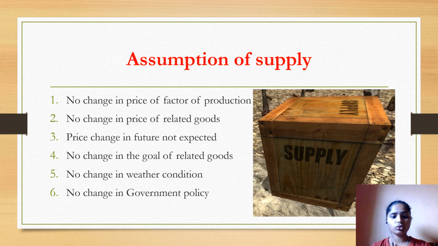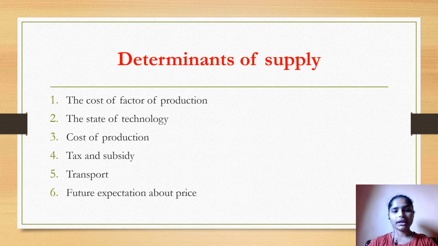And fifth one is no change in weather conditions. It is assumed that there is no change in the weather conditions. Natural calamities like floods, earthquakes, etc. may decrease supply. Then another one is no change in government policy. It is also assumed that government policies like taxation policy, trade policy, etc. remain unchanged.